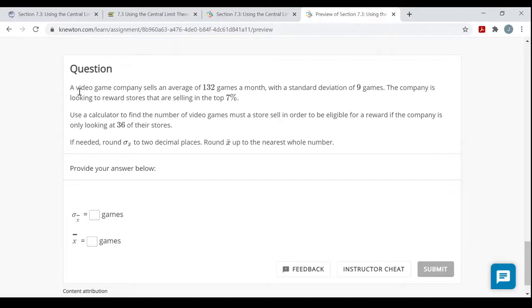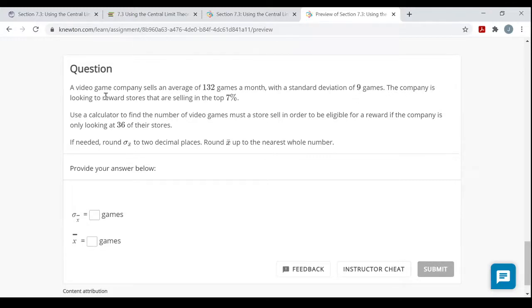All right, so here, a video game company sells an average of 132 games a month. So that's like the mean of the population, if you look at all the months. Look at all the stores in a month. The average store for this company sells 132 games with a standard deviation of 9 games. So there's mu, there's sigma, for the original population.